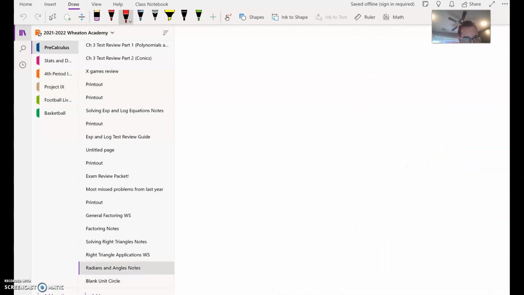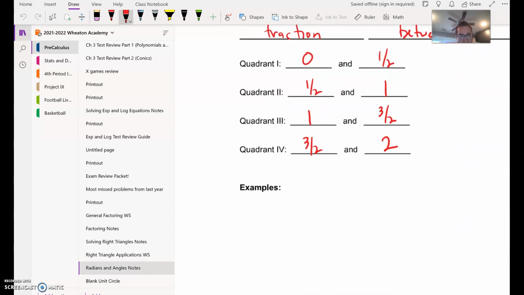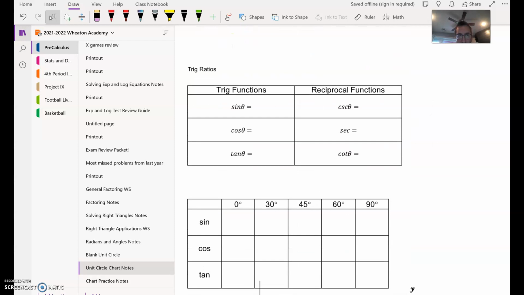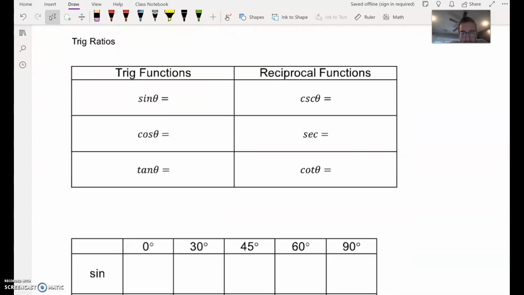Go to your notes where we left off. It's right here. We just did the big chart, and then right below it. Okay, I want to give you some reminders here. The sine is the opposite over the hypotenuse. But when we're talking about the unit circle, another thing that you can say is that it is the y coordinate over the radius.